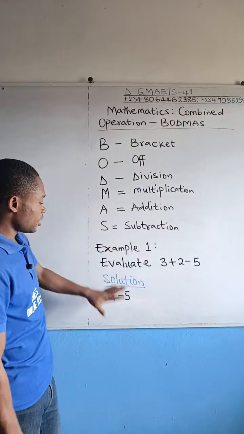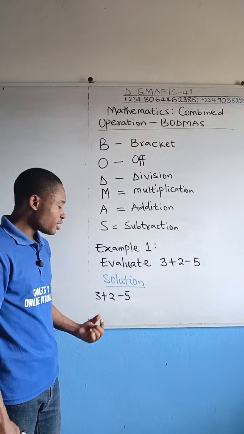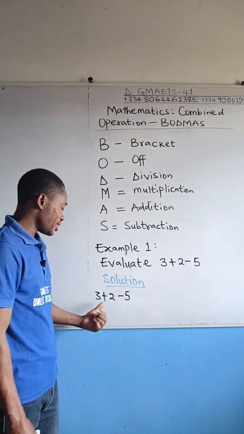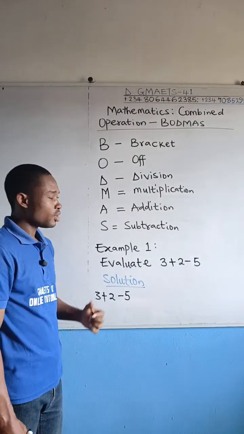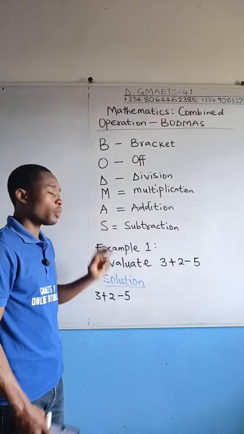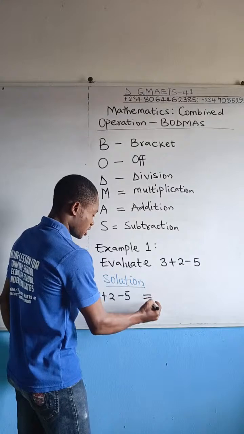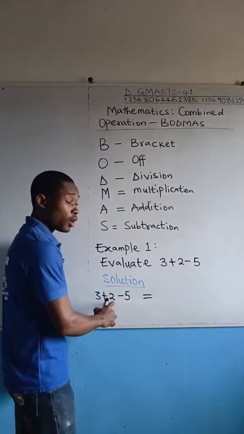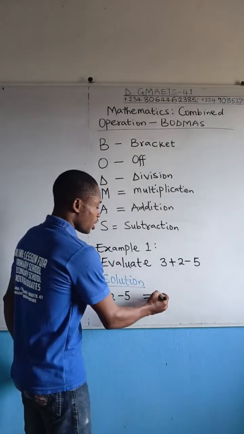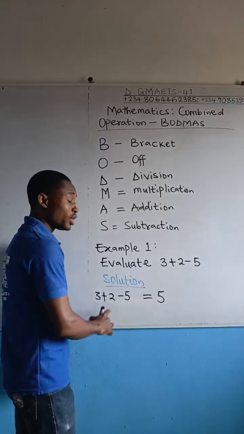So in the question given to us, what are the operations we have there? The basic arithmetic operations we have there are plus and minus, that is addition and subtraction. Following this, you have to do addition before subtraction. Therefore, solving this, first I will do 3 plus 2. If you solve 3 plus 2, you are going to get 5. That's the first thing you do.